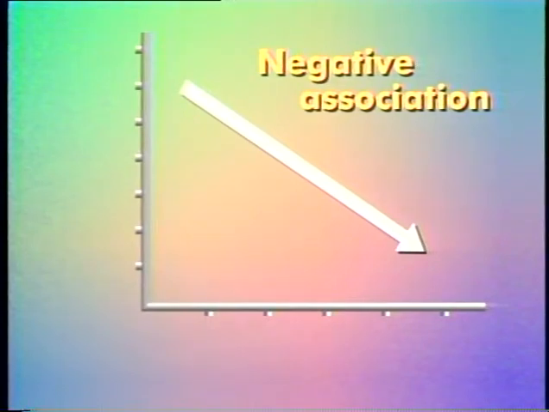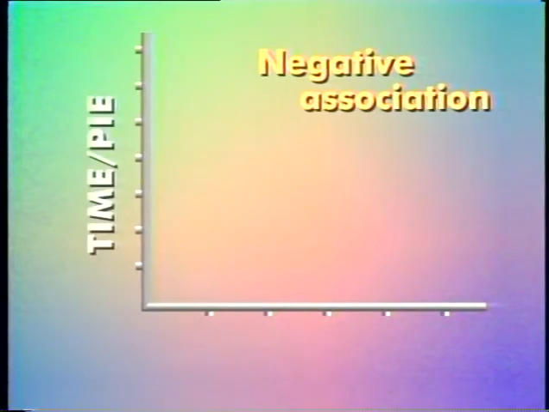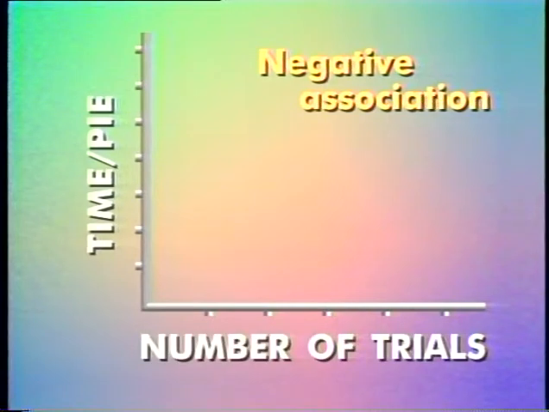Let's look at the relationship between, say, how long it takes you to make a pie and the number of times you make one. The amount of time it takes to make a pie is the response variable, and the number of times you make one is the explanatory variable. We find that as the number of times you make a pie increases, the amount of time it takes you to make one decreases. So we say the two variables exhibit a negative association.